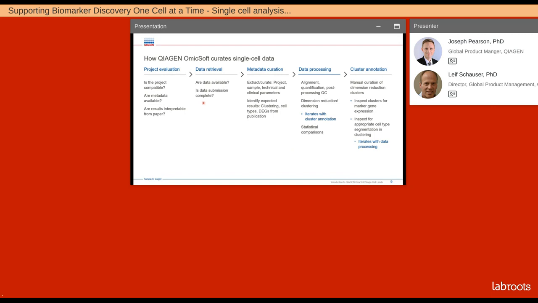Our bioinformaticians then retrieve the data and confirm that the data are available and that the data submission has all the samples, it's complete, along with the barcodes and the UMI parsing information. Next, our curators curate the metadata from the data submission and publication, extracting the project, technical, sample, and clinical metadata, applying our controlled vocabularies and curation cleanup standards.